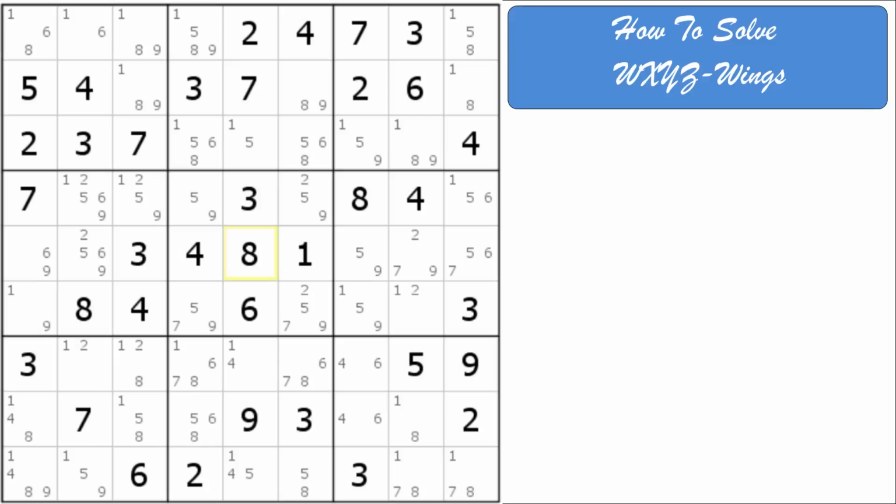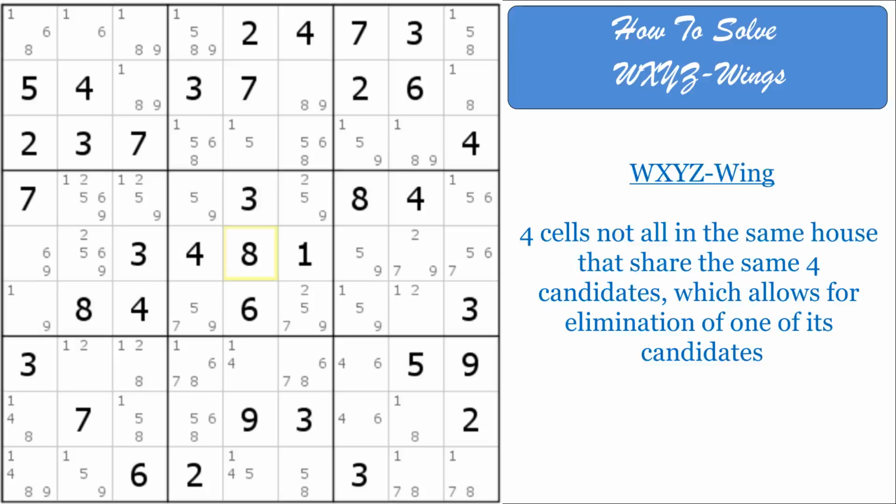So what does it mean? What's the definition? A general definition of a WXYZ-Wing is that it contains 4 cells that are not all in the same house, that share the same 4 candidates, which allows for elimination of one of its candidates. That is a definition I've seen online.